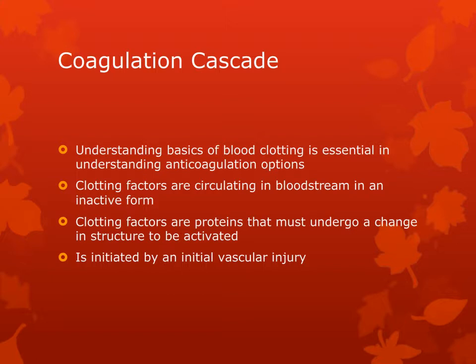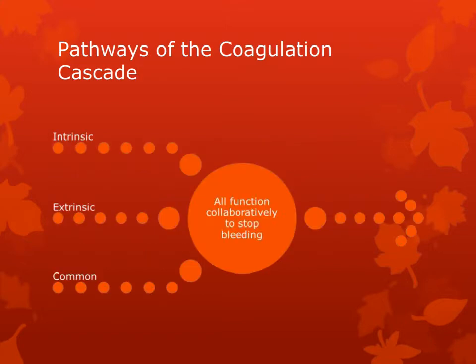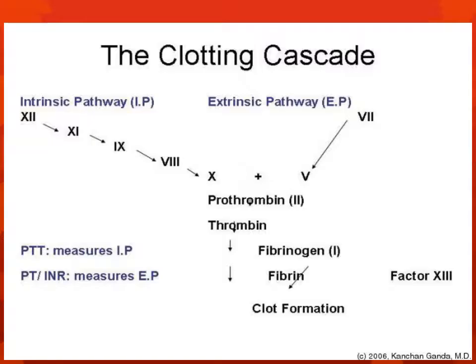Clotting factors are circulating in the bloodstream in an inactive form. Clotting factors are proteins that must undergo a change in structure to be activated. Clotting factors are initiated by an initial vascular injury. Pathways of the coagulation cascade: intrinsic, extrinsic, common. All function collaboratively to stop bleeding. Clotting cascade. Please take a moment to review the clotting cascade.